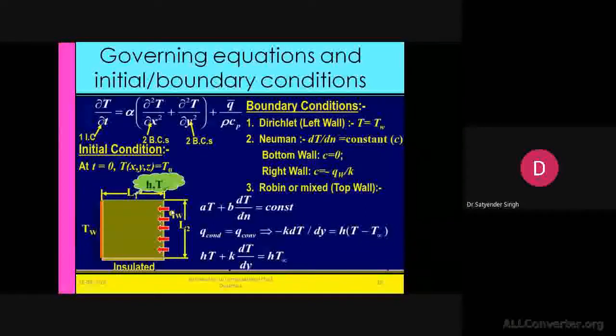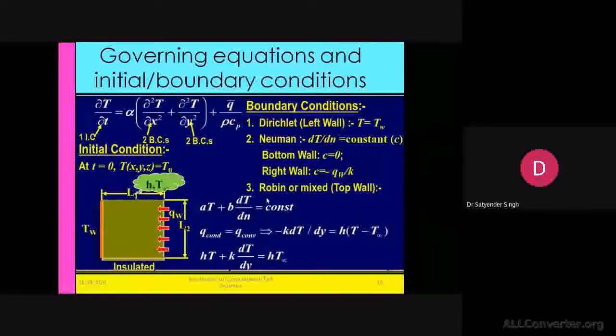And let's say we have heat flux on the right side of the plate. There I have to make the gradient equal to the heat flux. And let's say on the top surface we also have convection. The top wall is convecting with the surrounding air at the ambient temperature T infinity. So there we have to form one Robin or mixed boundary condition.